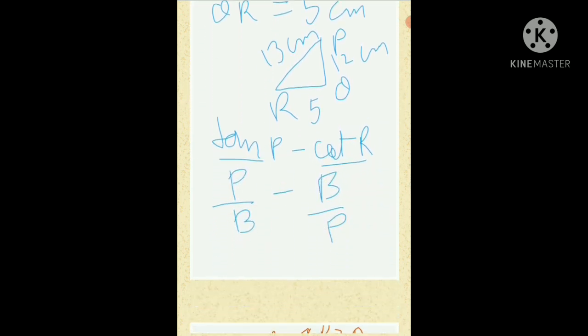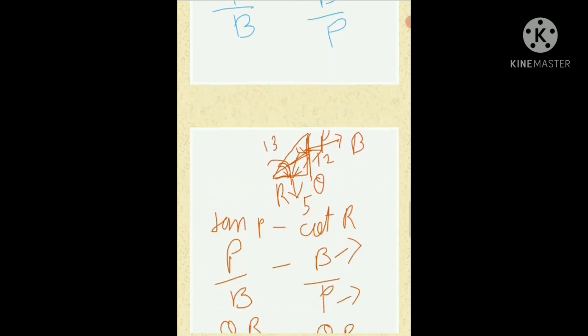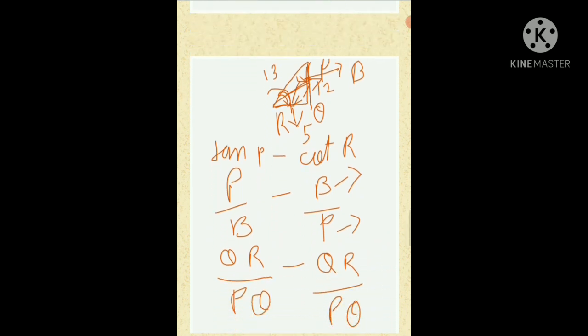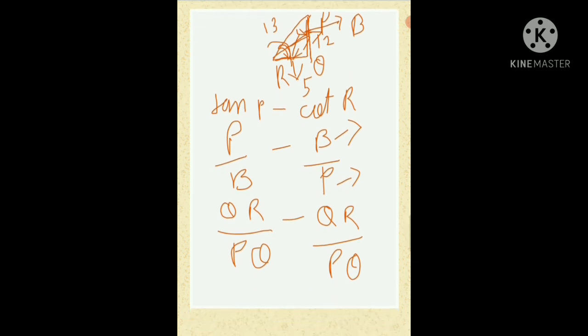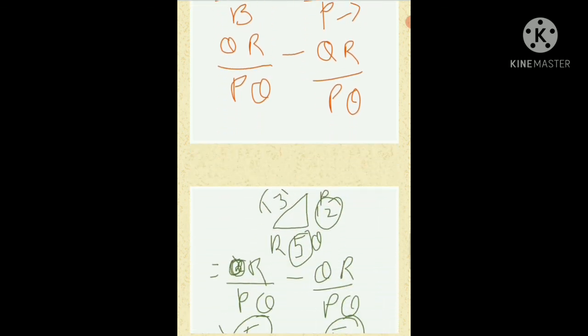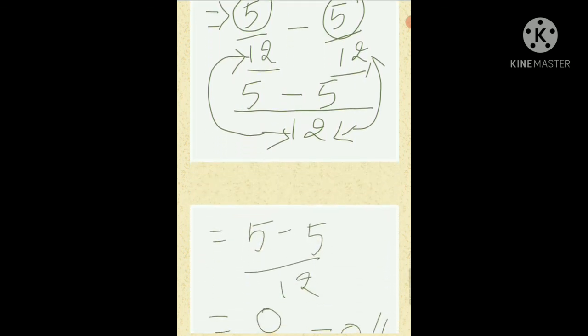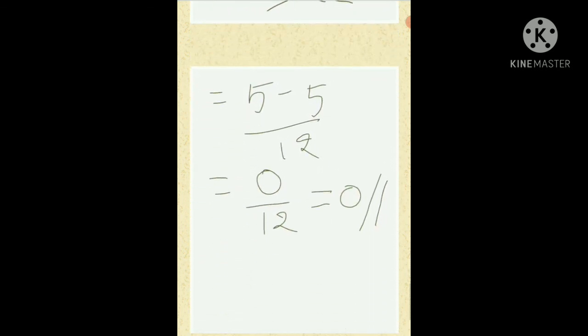So in this way you have to solve this question. The main thing is this one: tan P minus cot R. When you find the value of tan P and cot R, then you can easily simplify it. Here the figure is a little bit not clear, but when you watch the explanation carefully, you will understand everything. Nothing will be confusing.